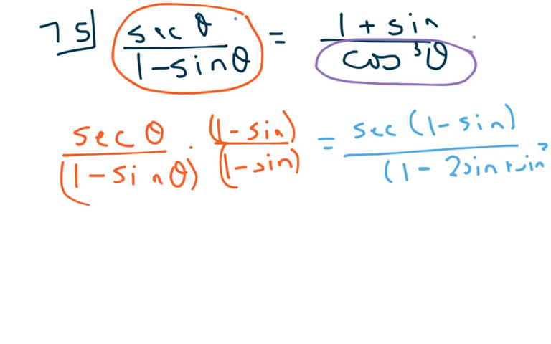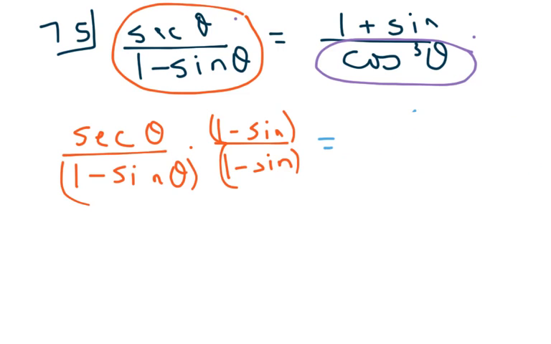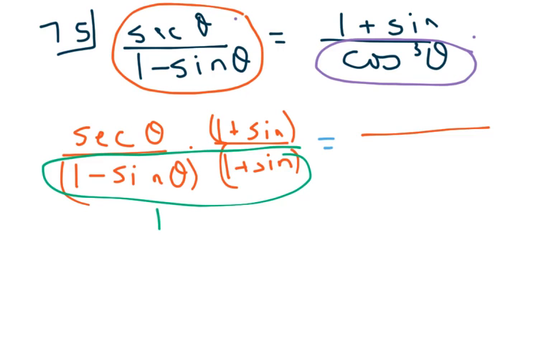Okay. Now, I think I'm going to change that up. Sorry. I am going to multiply by the conjugate because that didn't yield what I wanted. So I'm going to multiply it by the conjugate, mainly because I want cosine squared. Here is 1 minus sine squared, which gives me cosine squared.